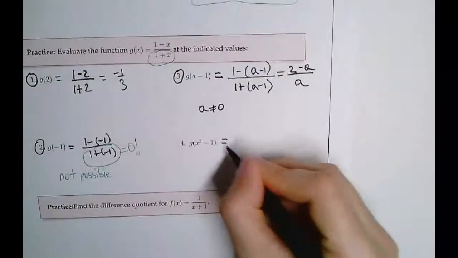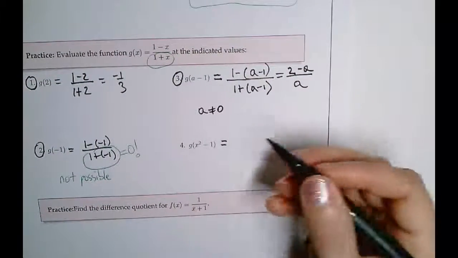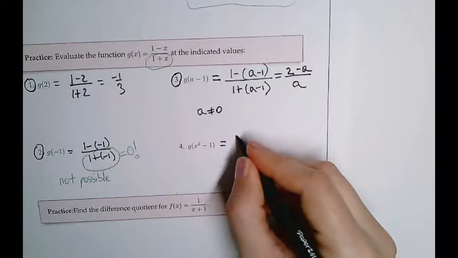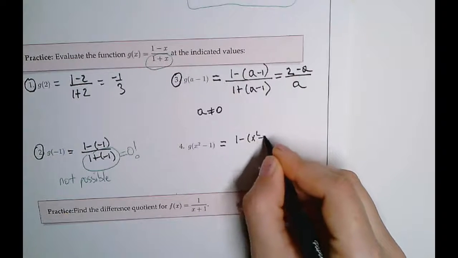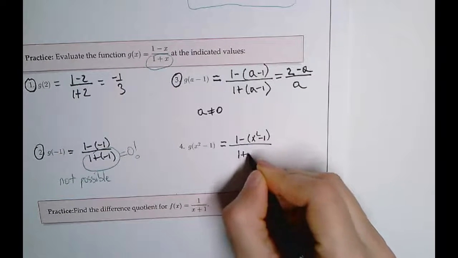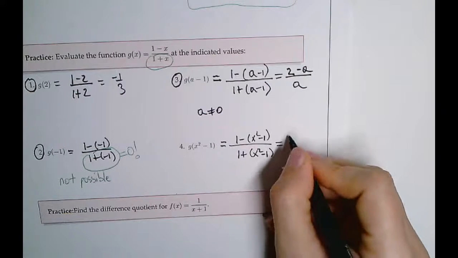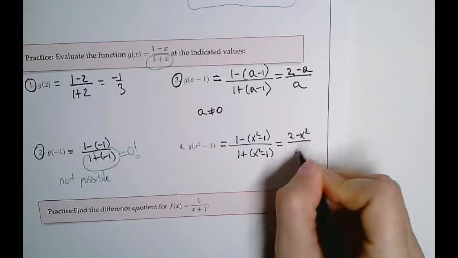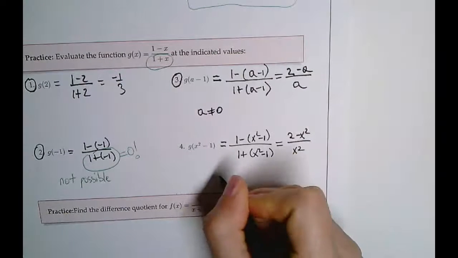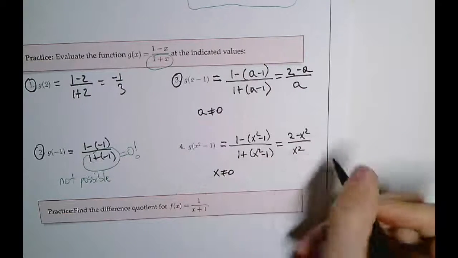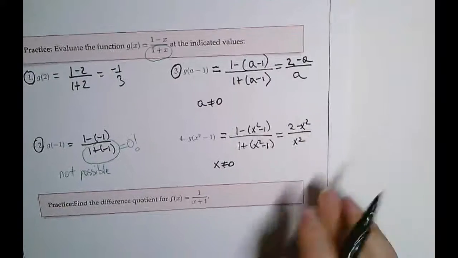And similarly, I can do g of x squared minus 1. So instead of x, I'm going to have x squared minus 1, and this is going to give me 2 minus x squared over x squared. So again, as long as x is not equal to 0, I can evaluate the function at x squared minus 1.